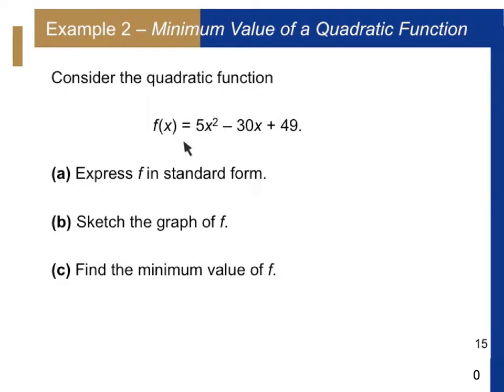Okay, let's look at another example. Here we have f of x equals 5x squared minus 30x plus 49. Our a is 5, so it's going to open up. Let's express in standard form, sketch the graph, and find the minimum value this time.